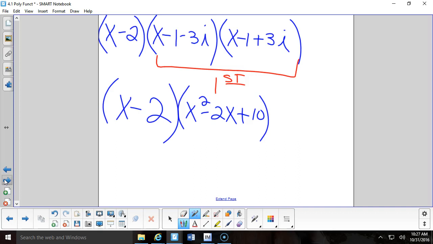And then put the x minus 2 in with it. So you're just multiplying all 3 of them together. But if you don't do the i's together first, you're going to end up with nasty stuff. If you multiply these 2 things together, you could. It would be fine. It's just way harder.